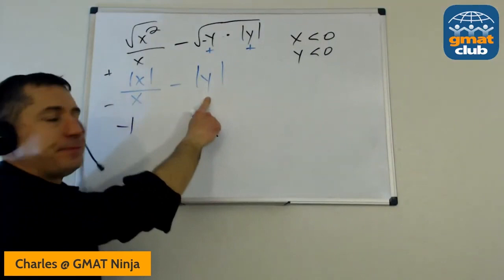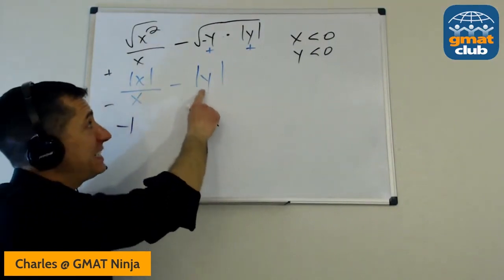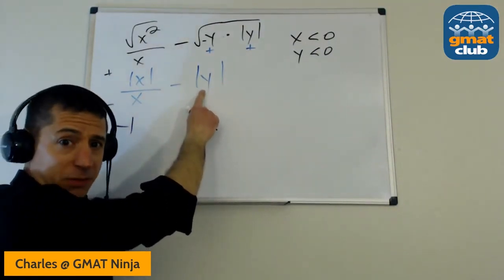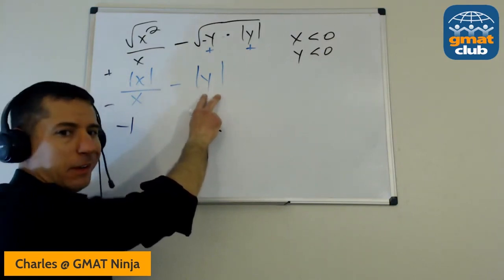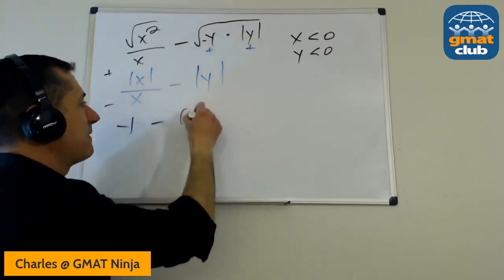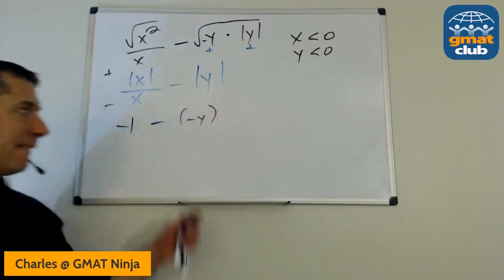Now this. So this thing, the absolute value of y, is positive. y is negative, the absolute value is positive. So we could rewrite this as minus y. Think about that for a second.